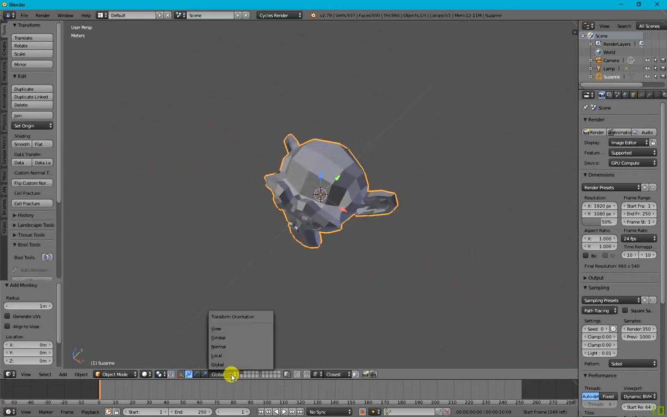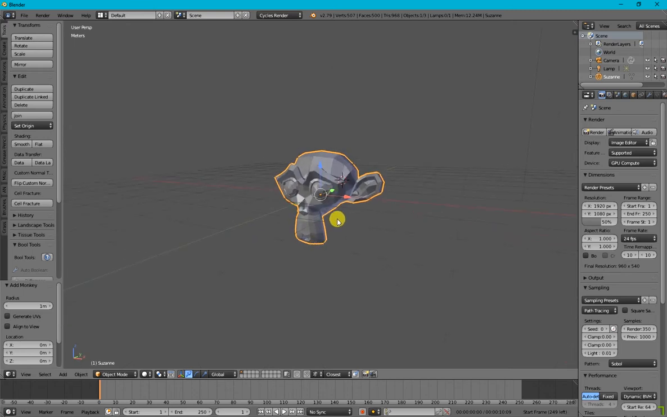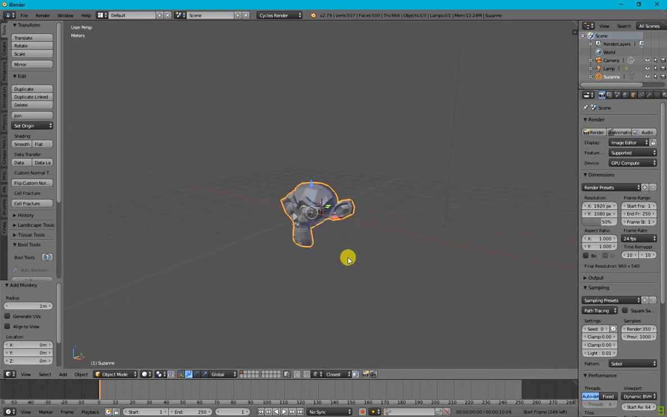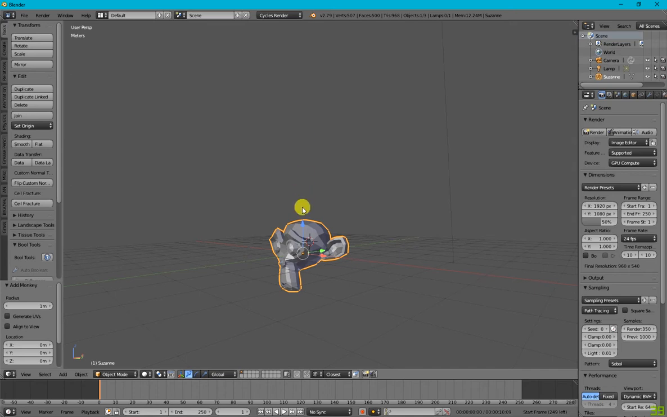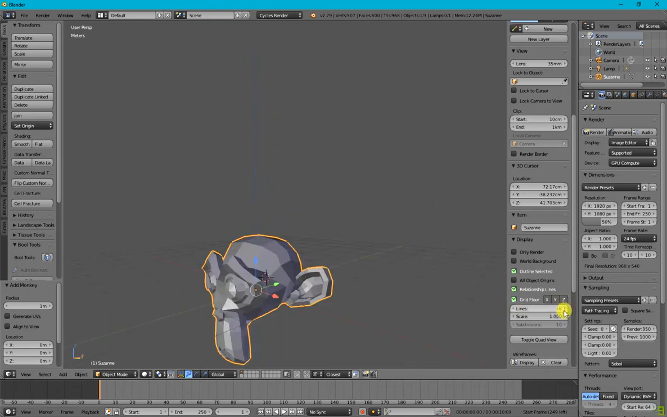Now the global orients the manipulator handles, which are these three arrows over here, according to the world of Blender. The world of Blender basically has this green line as the Y axis, the red as the X axis, and the height, or Z, as the blue axis. We can see the Z line over here. Turn that on. Okay, you can see the blue line, right? That is turned off by default.